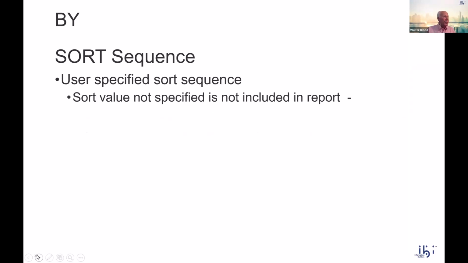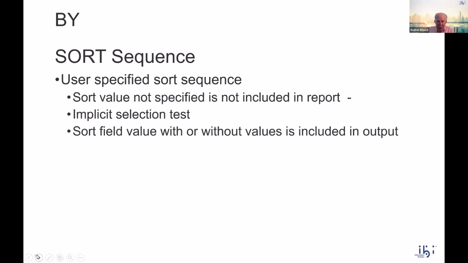Now, the sort sequence, a couple things to remember. When you're playing with sort sequence and with BY, any sort value that is not specified in the rows is not included in the report. It's very simple. This is an implicit selection test. It's an IF test, so if you don't mention it there, it's not going to show up. The sort field value, with or without values, is included in the output. In other words, the column is going to be there, whether it's got data or not, because you've asked for it, means that it's going to show up.